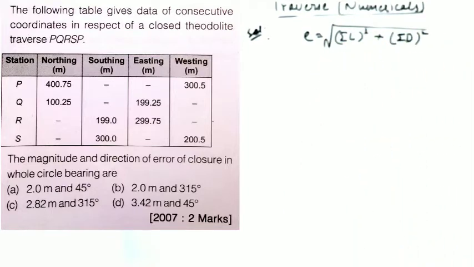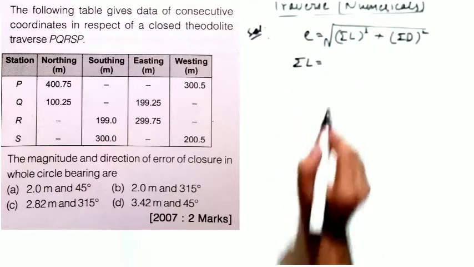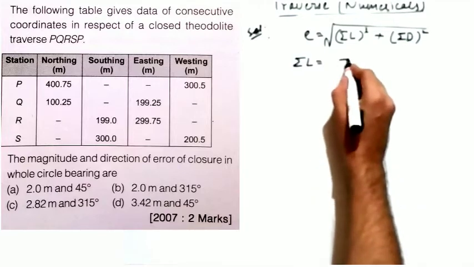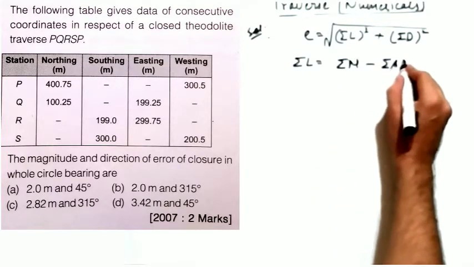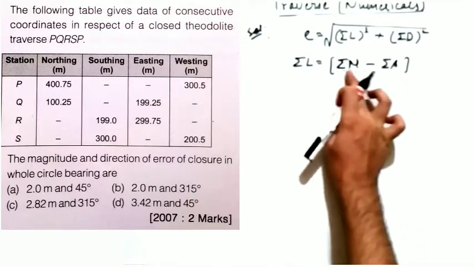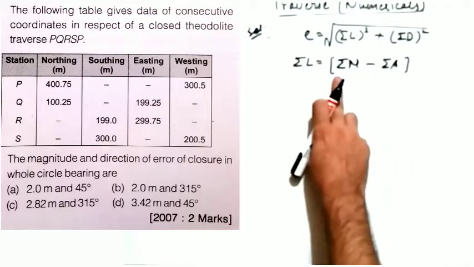Now how will you calculate sigma L and sigma D? Sigma L means the error in latitude, the sum of latitudes. The sum of latitude will be calculated by summation of the northings and subtracting the summation of southings. I told you that northing is always positive and southing is always negative. Hence, I have taken the southing as negative and northing as positive.